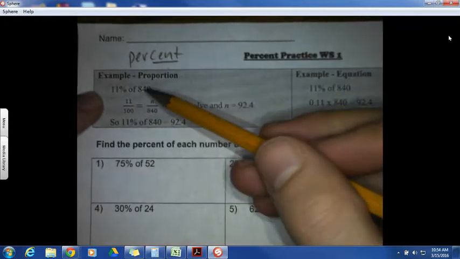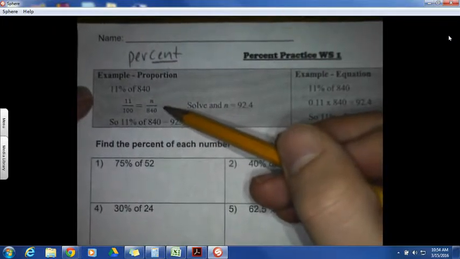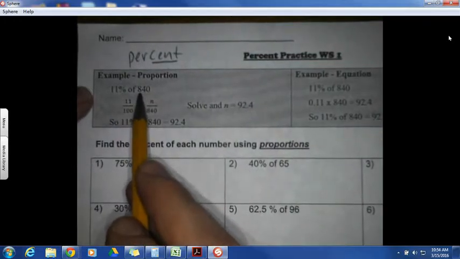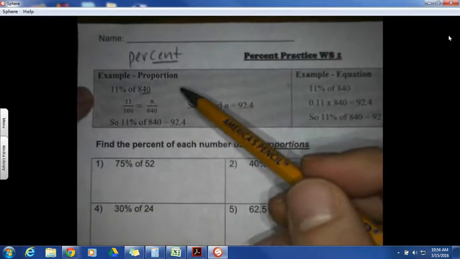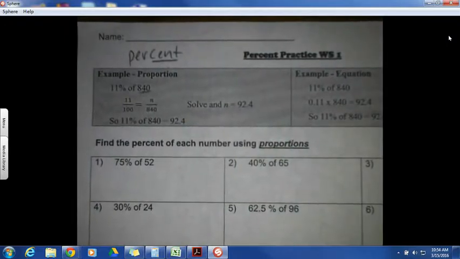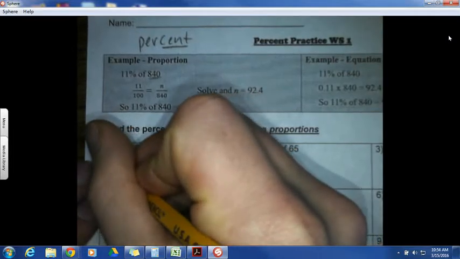So again, the first ratio is the percent over 100. Second ratio is a part to whole comparison. The whole in this case is 840. We're trying to find what number is 11% of that number 840. So that's the way we do the proportion method, and I'll show you some examples here.